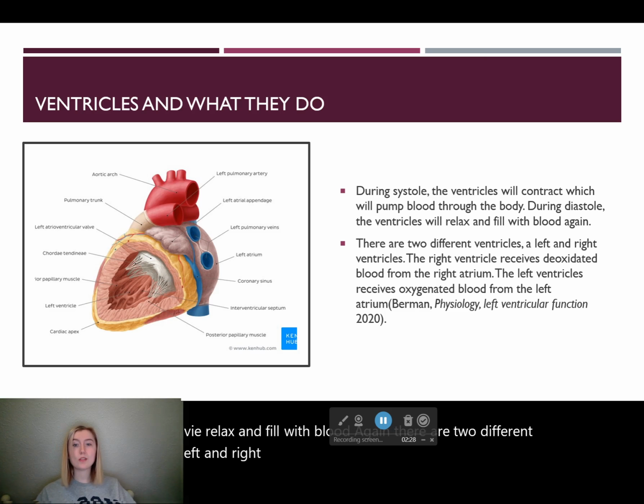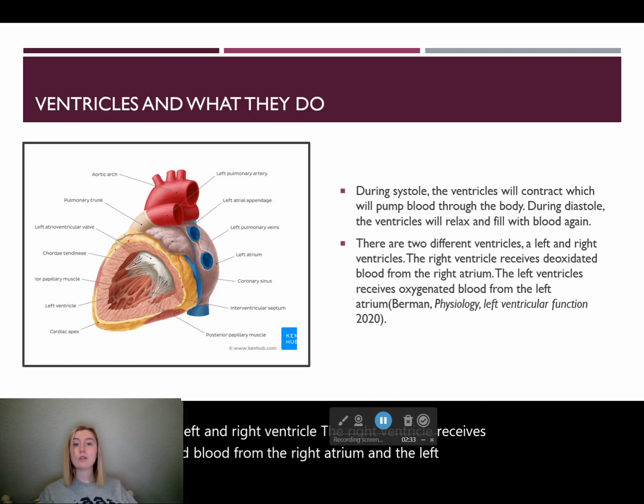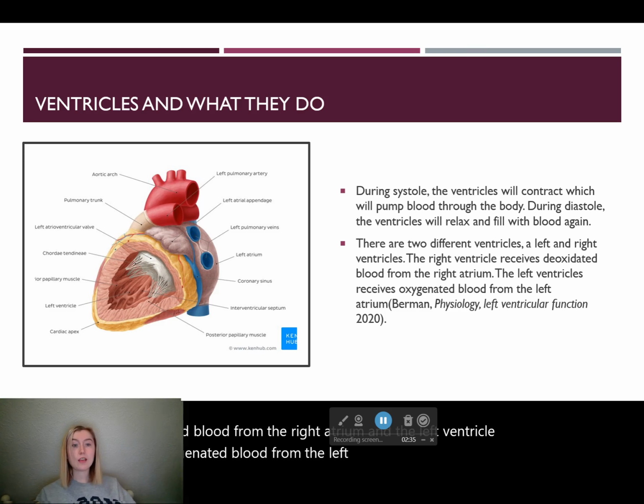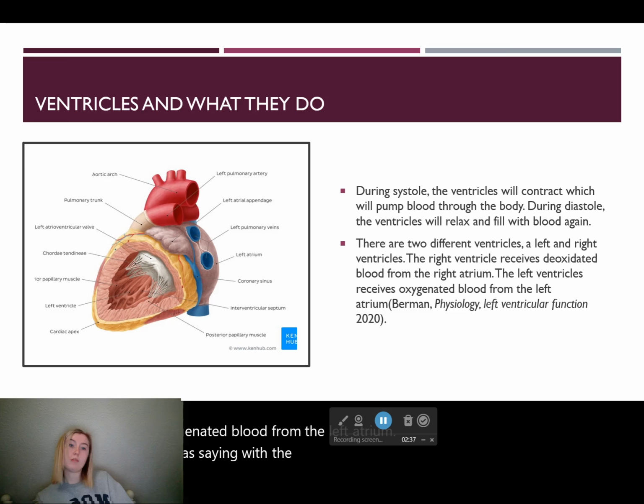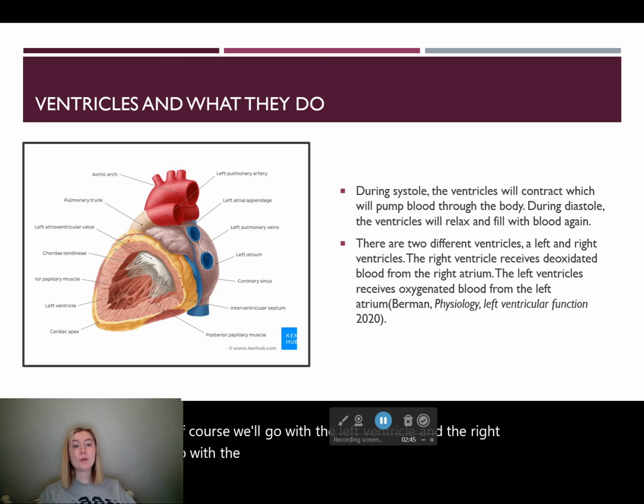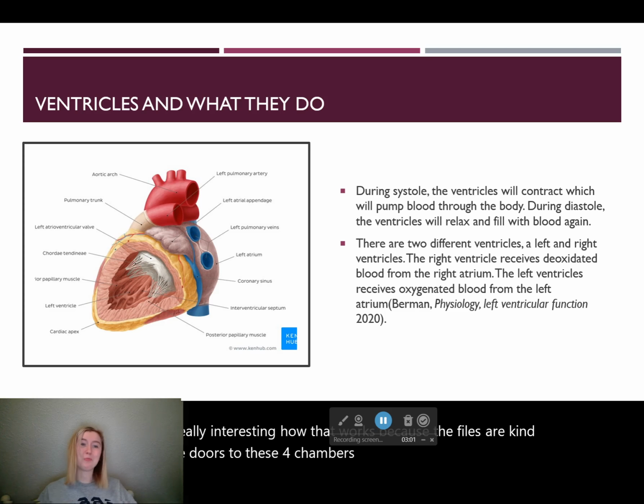The right ventricle receives deoxygenated blood from the right atrium, and the left ventricle receives oxygenated blood from the left atrium. So just as I was saying with the atria, the left atrium will go with the left ventricle, and the right atrium will go with the right ventricle. And those valves are what stop the backflow of blood back into each chamber. It's really interesting how that works, because the valves are closing the doors to these 4 chambers so the blood doesn't flow back one way.